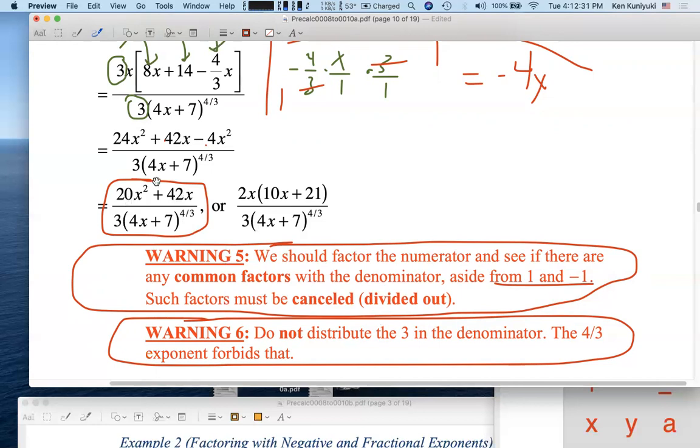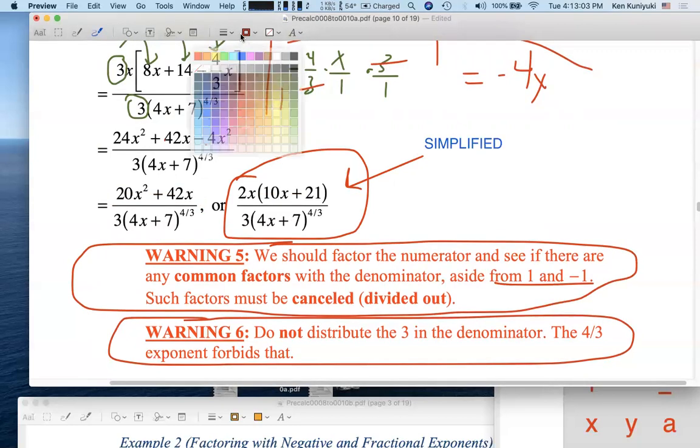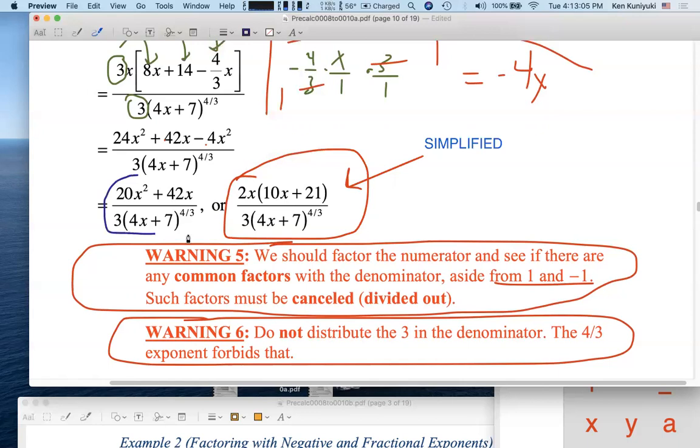So here on the top, we may want to factor 20x squared plus 42x back anyway. The GCF is 2x. 20x squared divided by 2x is 10x. 42x divided by 2x is 21. Okay, and actually, many books would prefer this form, because the top and the bottom are in factored forms, so you see more clearly that we have a simplified form. It's clearer to see that this is simplified. Now, the expression on the left also turns out to be simplified, but it's not as clear.